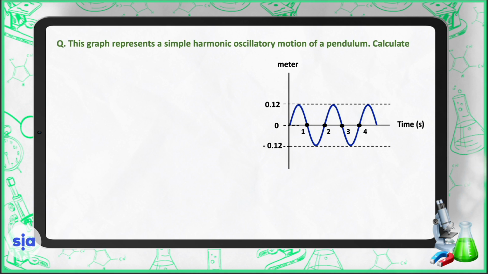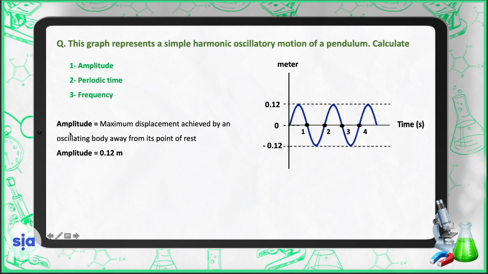This graph represents a simple harmonic oscillatory motion of a pendulum. Calculate the amplitude, periodic time, and frequency. We all know that the amplitude is the maximum displacement achieved by the oscillatory body away from its point of rest. What is the point of rest here? It's this line, the 0 line. So the amplitude is 0.12 meters.